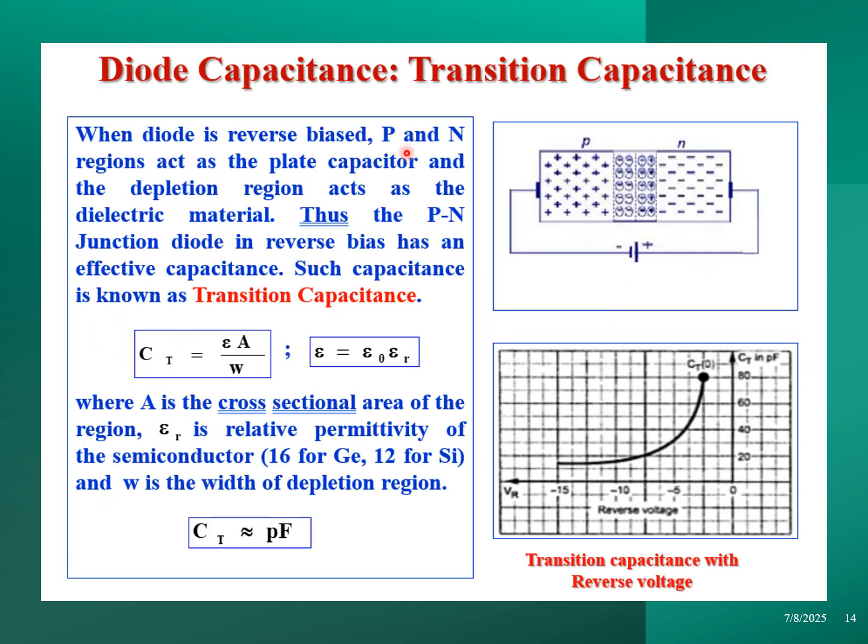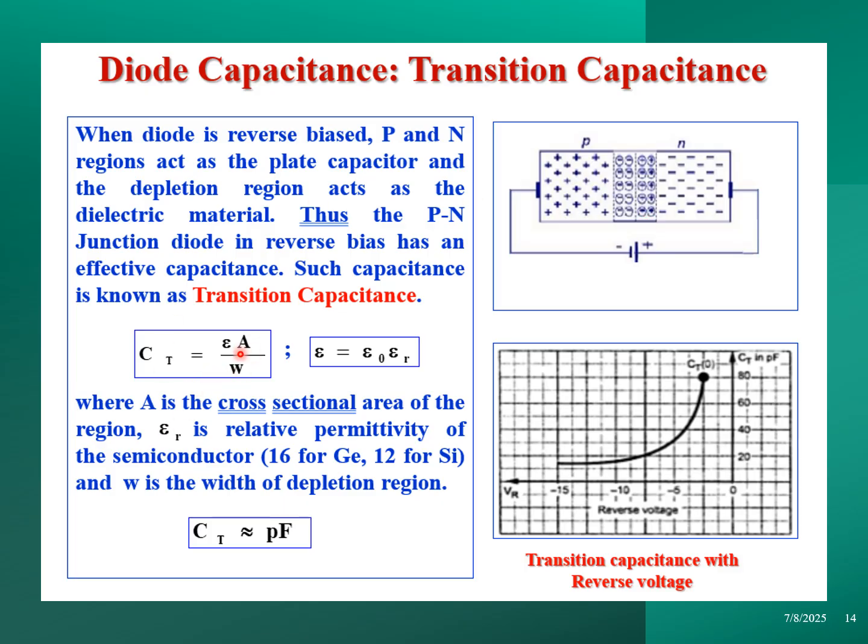Diode capacitance: transition capacitance. When a PN junction diode is in reverse bias, the width of the depletion layer increases. So see here, the positive plate and negative plate, with a dielectric material between them. In the reverse bias, there is a formation of capacitance at the junction. This capacitance is called the transition capacitance.